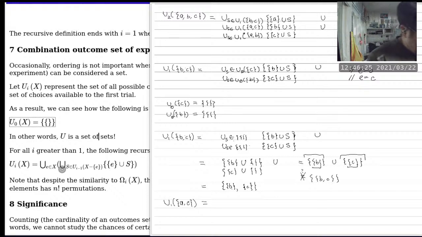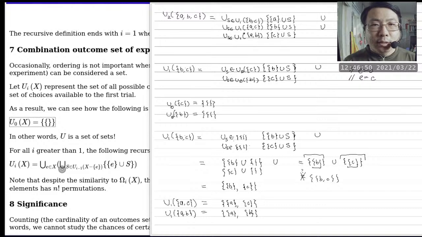Okay, all right. So I'm just going to say this ends up with a set that contains A in a set and C in a set. And then U1 of AB is going to be a set that has A in a set and then B in a set, like so. Okay? So now what do we do?